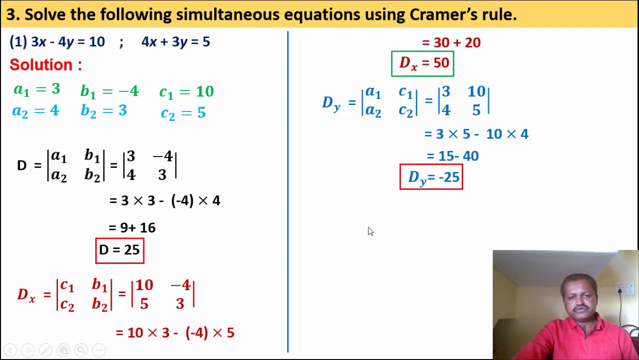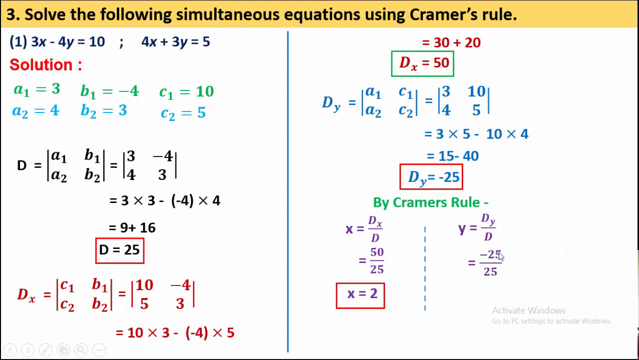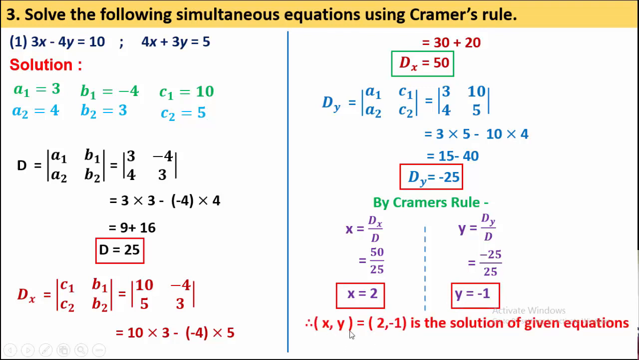Now using Cramer's rule, we calculate the value of x and y. So x is equal to dx upon d. Put in the values: dx is 50, and d is 25. So 50 upon 25, simplify, you get 2. So x is equal to 2. Now calculate the value of y. So y is equal to dy upon d. Put in your values: dy is minus 25 and d is 25. So minus 25 upon 25 is minus 1. So this is the value of y. Now write your solution. x, y is equal to 2, minus 1 is the solution of the given equations.